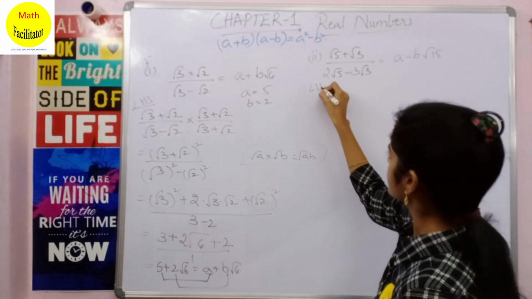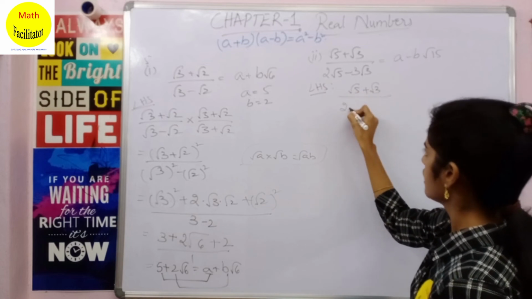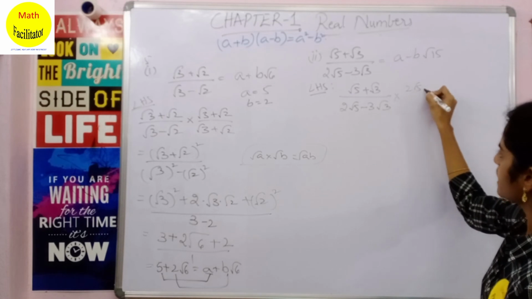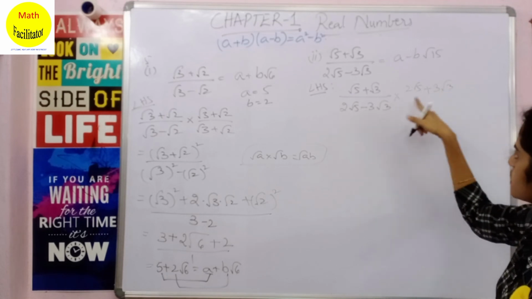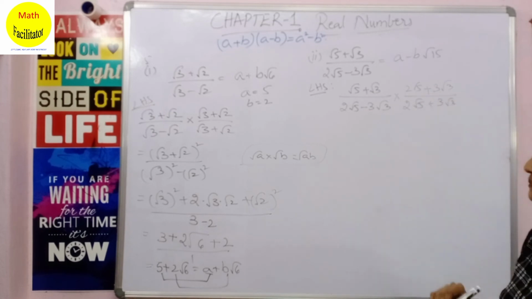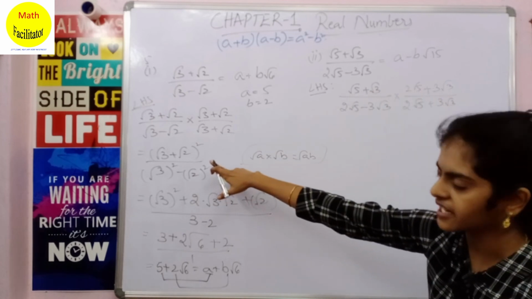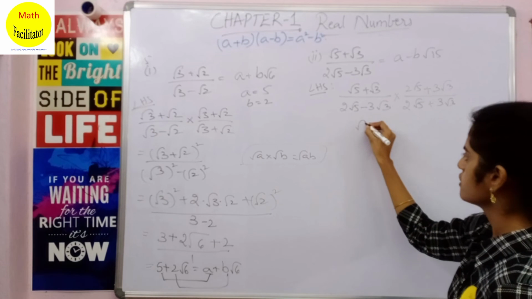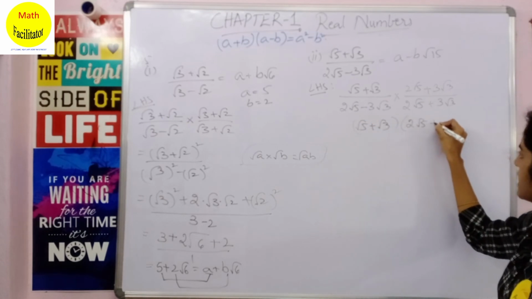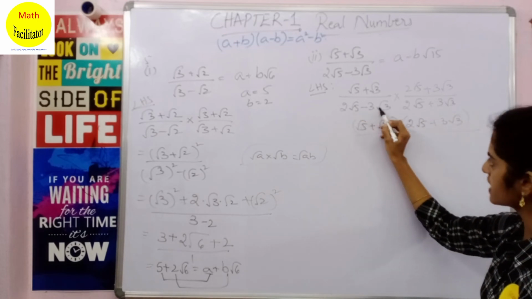Taking LHS firstly, it is root 5 plus root 3 divided by 2 root 5 minus 3 root 3, into 2 root 5 plus 3 root 3. Since you have minus here, you will take plus, divided by 2 root 5 plus 3 root 3. Now you can see these are unlike terms, so you cannot write in that way, but you will simply multiply. So root 5 plus root 3 into 2 root 5 plus 3 root 3 in the numerator. Divided by, now this is a minus b into a plus b.